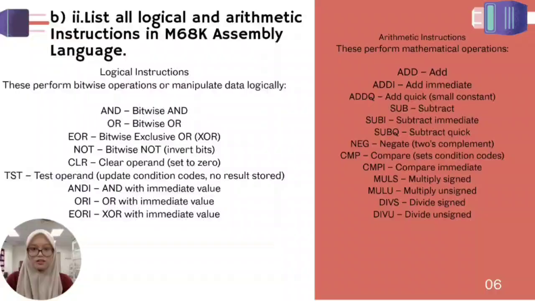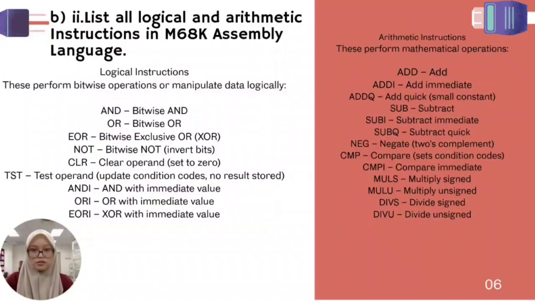First is AND. It performs a bitwise AND between two operands. Second is OR. It performs a bitwise OR operation. Third is EOR, also known as exclusive OR or XOR. It outputs one only when the bits are different. Fourth is NOT. It performs a bitwise NOT, which inverts all the bits of the operand. Fifth is CLR. It clears the operand, setting it to 0. Sixth is TST, which tests an operand by updating condition codes but does not store a result.